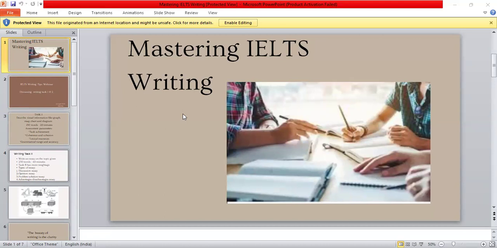In IELTS writing, there are two tasks given for both IELTS academic and IELTS general. You will be given two tasks, task 1 and task 2. There will be 60 minutes in total. And for task 1, we'll first discuss IELTS academic.